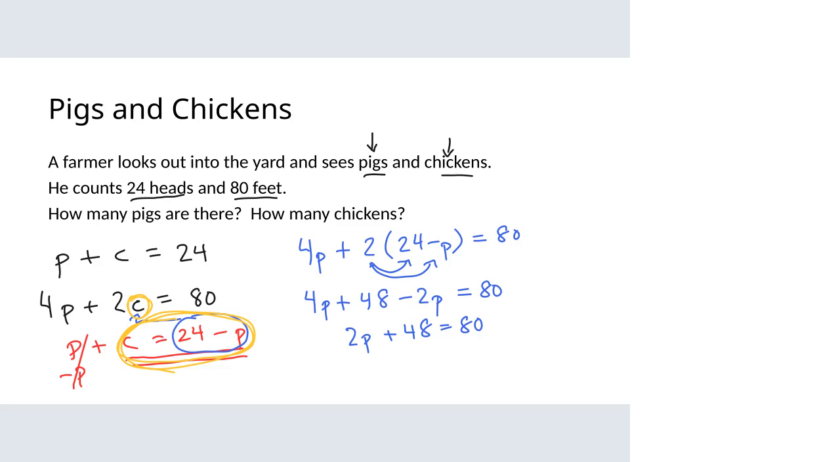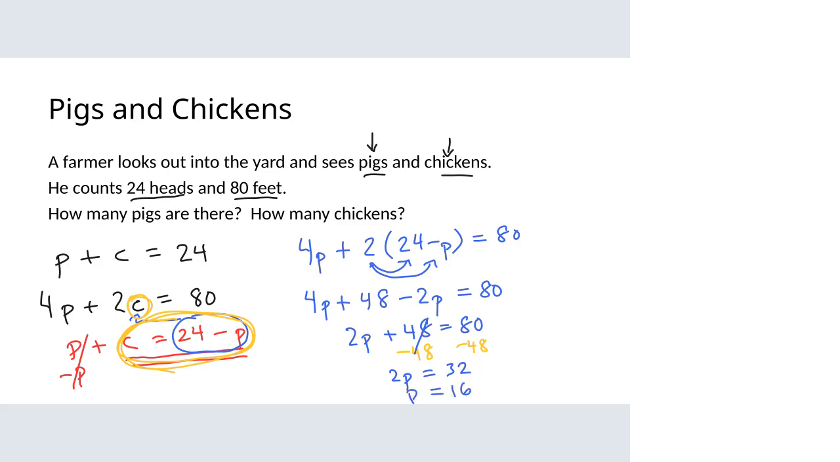And now, just like we did before with the b and the c, we're going to subtract 48 from both sides. And then on the left-hand side, those 48s will cancel. 2p is whatever 80 minus 48 is, 32. And then finally, we'll divide both sides by 2 to get p is equal to 16.